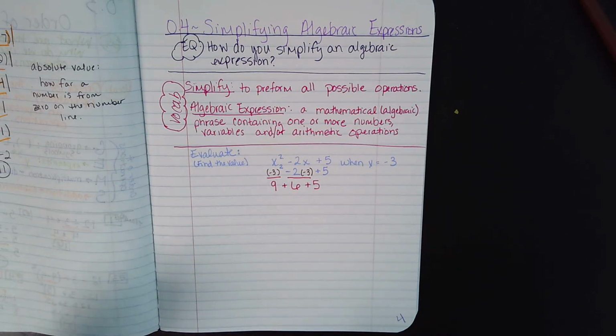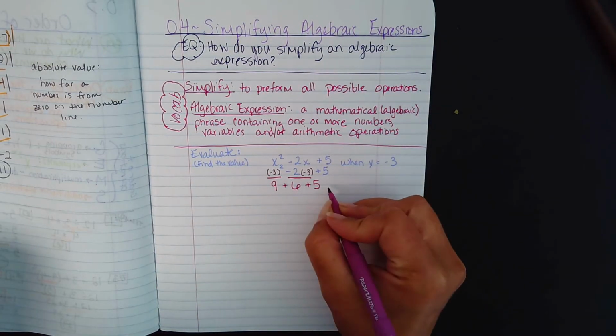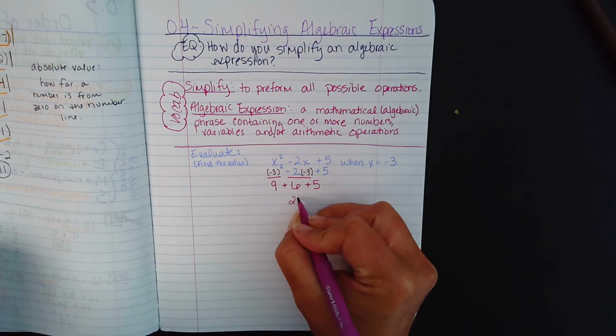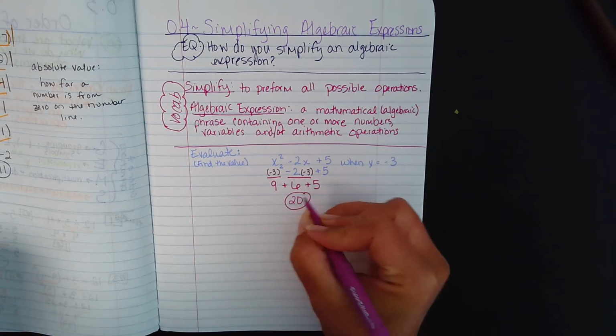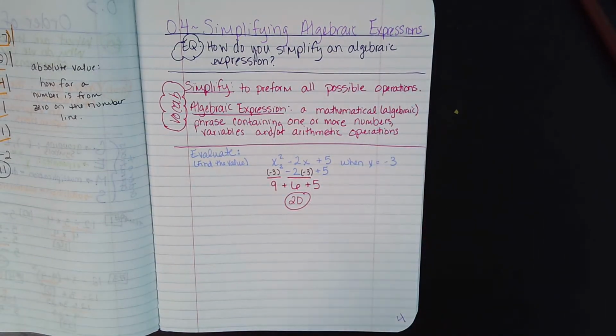I don't have any other division. And now I'm to my addition and subtraction. And right now I see all addition, left to right. 9 plus 6 is 15. 15 plus 5 is 20. And my final answer to that expression when I substitute -3 in for my value is 20.